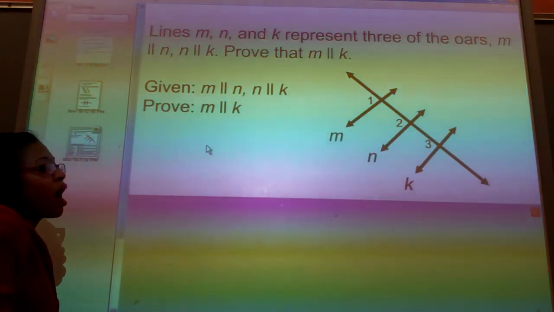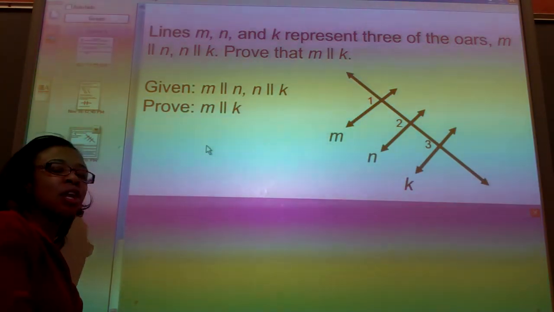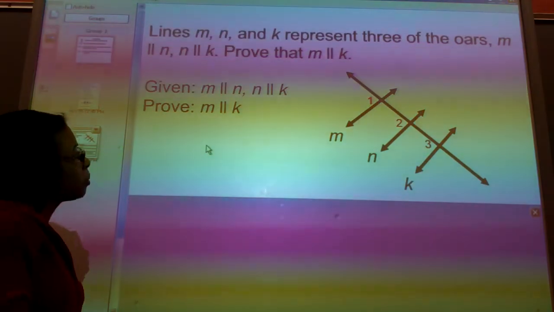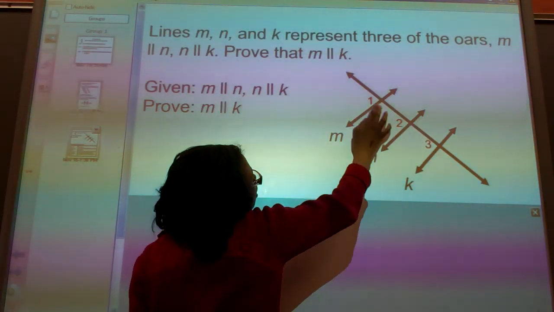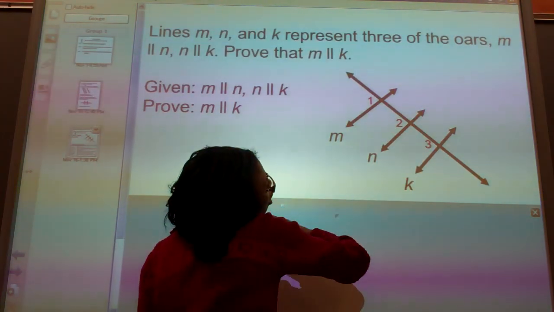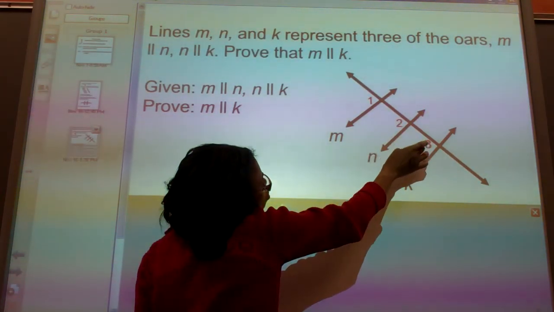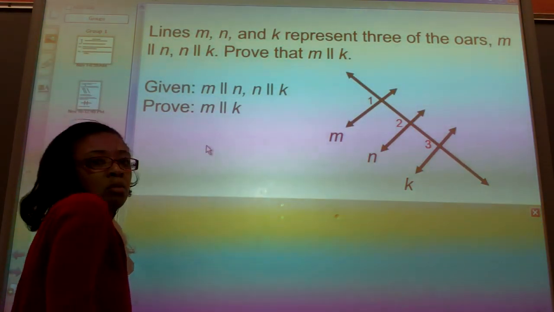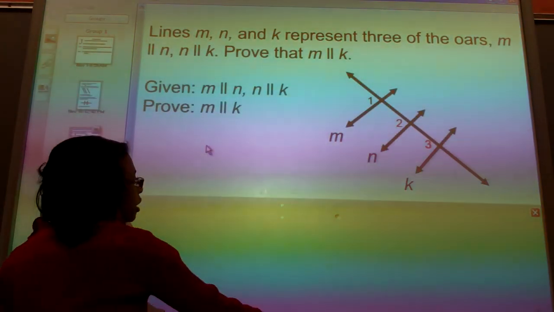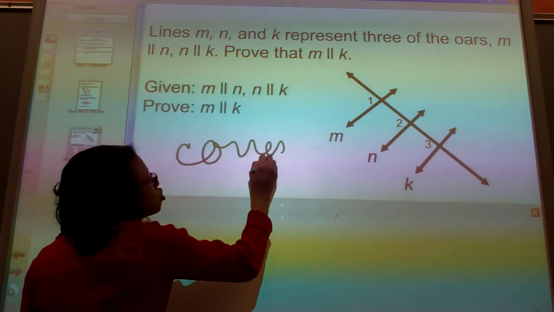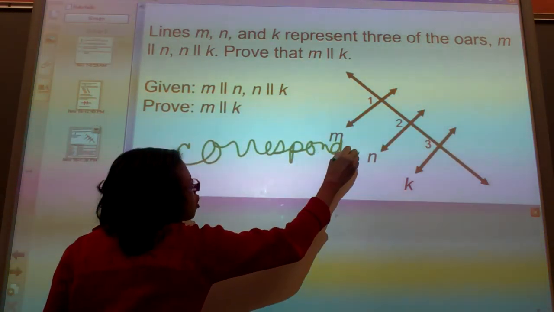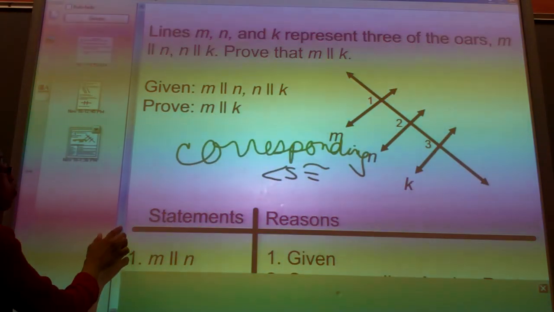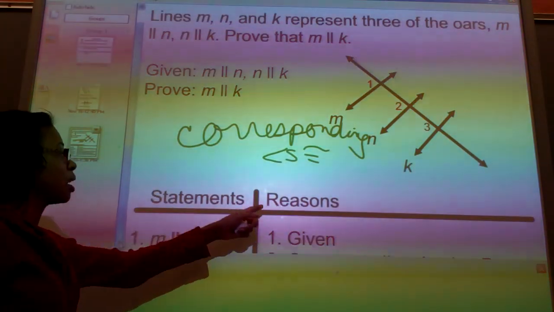And finally, step three, I start thinking about what I know about this information. Well, if I know these are parallel lines, M, N, and K are parallel, that means that angles 1, 2, and 3 are all going to be congruent. They are corresponding to one another. Corresponding angles is what I'm thinking. So this might be what I choose to use. This is one option. Corresponding angles are congruent. Just a thought. So we get ready to start with our two-column proof, our statements and reasons.